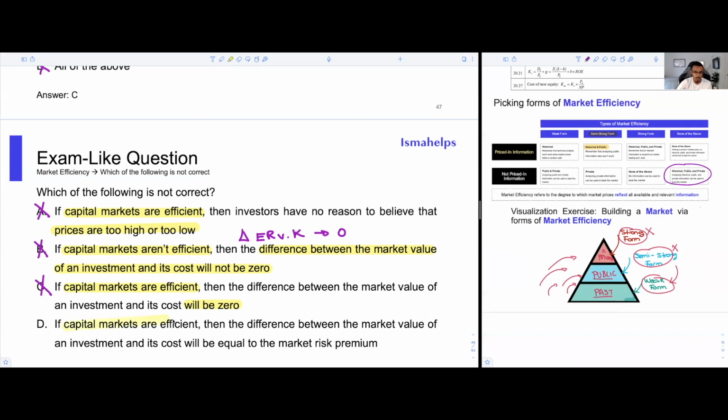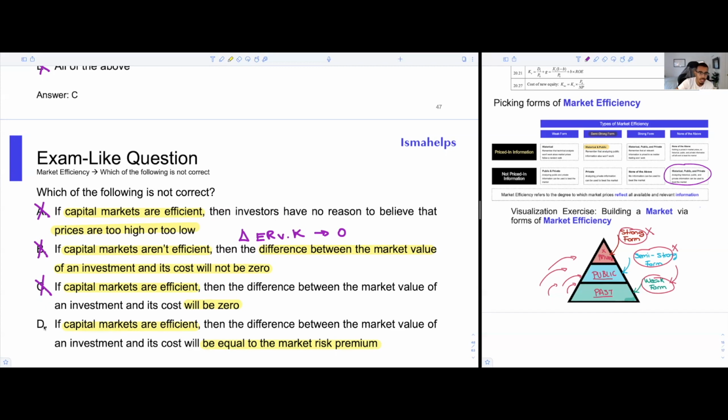If capital markets are efficient, then the difference between the market value of an investment and its cost will be equal to the market risk premium. But we literally just said for C that if capital markets are efficient, all expected returns will lie on the SML. In other words, the required rate of return of an asset for that given level of systematic risk will be exactly the same as the expected return of that asset, such that if we do expected return minus K, we would get zero, because there is no alpha and no way to yield abnormal returns. Everything is in equilibrium. So saying that the difference between ER and K would be the market risk premium is wrong. There's no way that that's true.